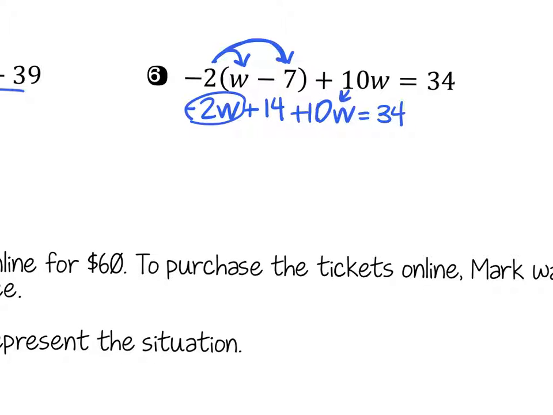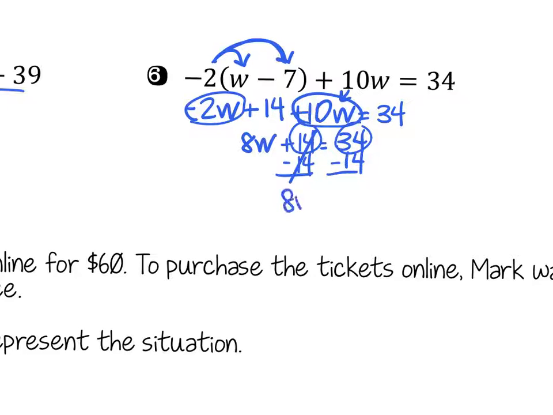Step 2, combine like terms on the same side. So that is 8w plus 14 equals 34. Like terms on opposite sides would be the 14 and the 34. So since they're on opposite sides of the equals, I have to do the opposite operation, or inverse. So 34 minus 14, bring my 8w down, gives me 8w equals 20. Divide by the coefficient of 8.